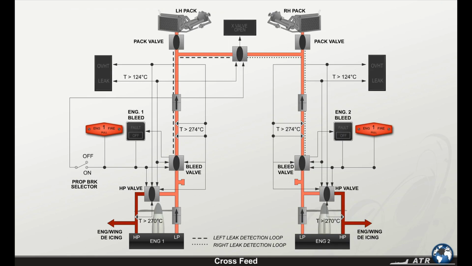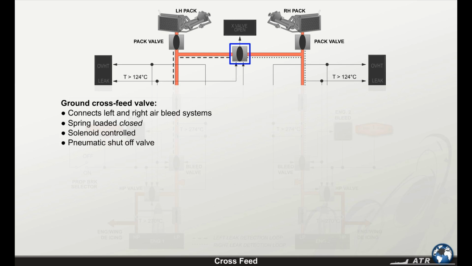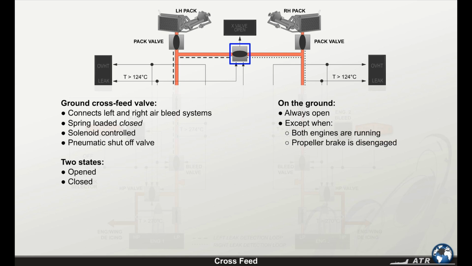Another important valve in the pneumatic system is the ground crossfeed valve. It connects the left and right air bleed systems and is a spring-loaded, closed, solenoid-controlled pneumatic shutoff valve. The two states of the ground crossfeed valve are opened and closed. On the ground, it is always open, except when both engines are running and the propeller brake is disengaged. In flight, the ground crossfeed valve is always closed in normal operation.